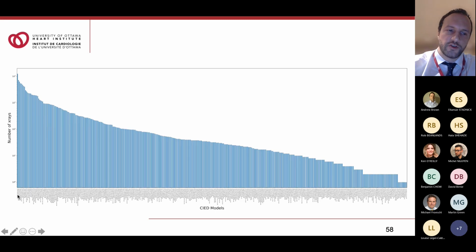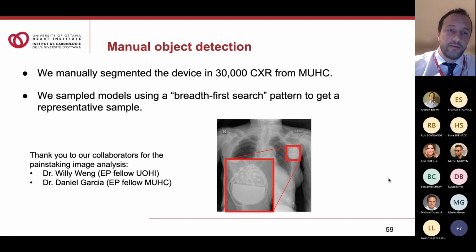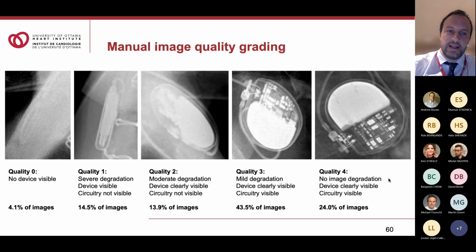This is just showing all the different cardiac implanted device models on the x-axis, and on the y-axis you have the number of chest radiographs. It's a logarithmic scale, so you can see certain devices we have more than 10,000 examples of, while for some of them we have only one example. We then manually segmented the device, so manually drew a box around each device. I'm very thankful for Daniel Garcia at the MUHC and Willie Wang at the Heart Institute, who helped us with this process. We then quantified the quality of images from 0 to 4 on a 5-point scale.